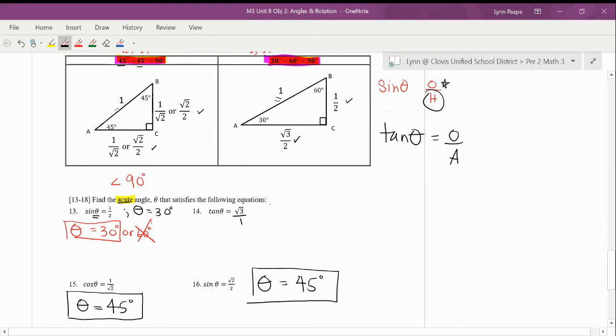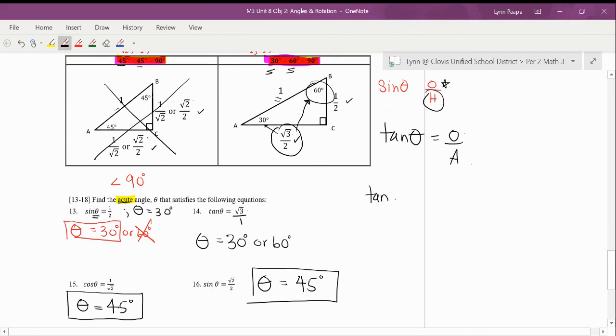So where does tangent theta equal the square root of 3 over 1? It can't be off of this triangle because there's no square root of 3 at all. So it has to be off of this triangle. So I have a 50-50 shot, right? Theta is either 30 degrees or 60 degrees. My job is to get opposite over adjacent with the root 3 on top. I know tangent is opposite, so which angle is opposite? 30 is adjacent, 60 is opposite. So I believe it's going to be 60 degrees, but I'm going to check it.